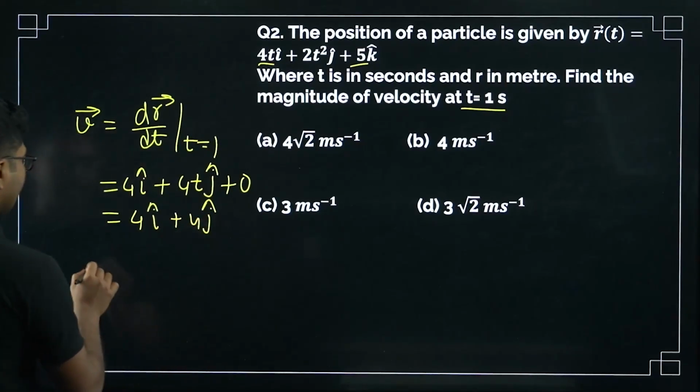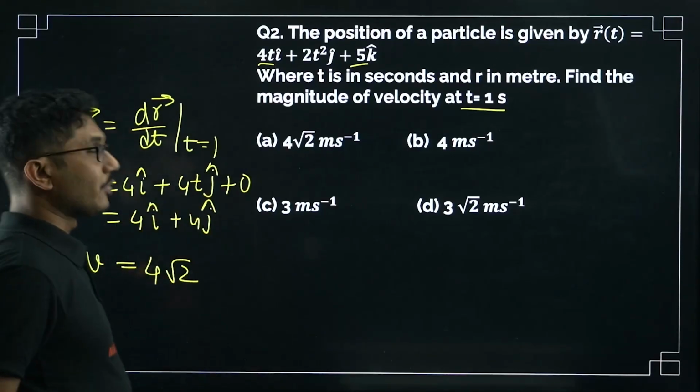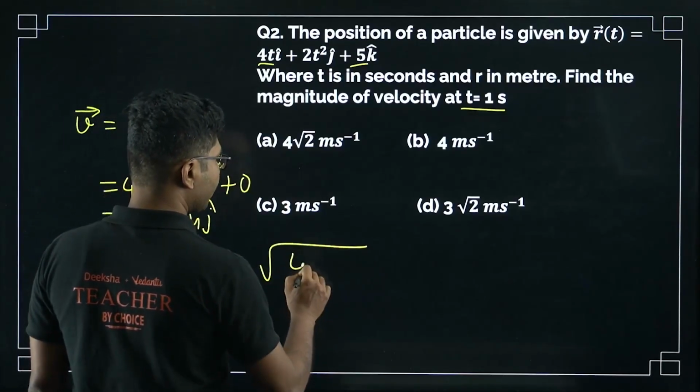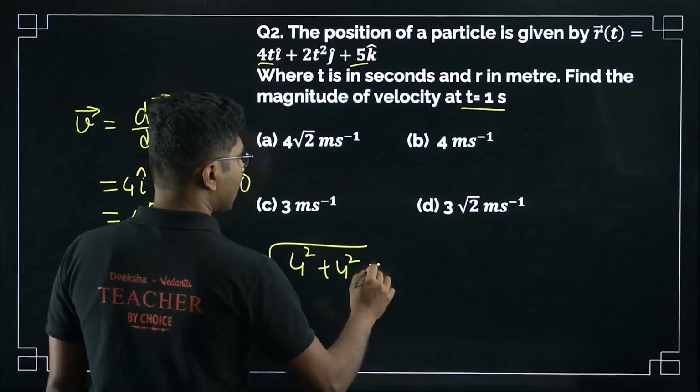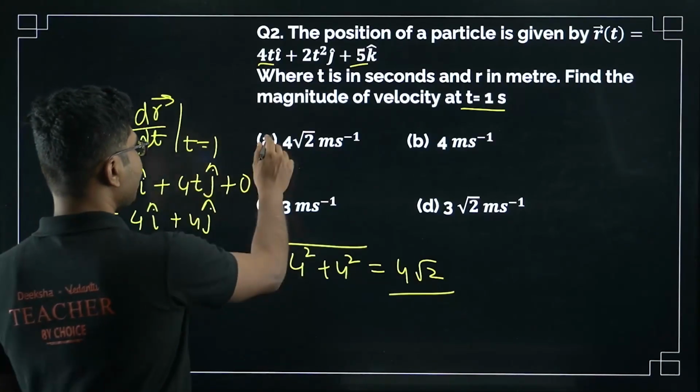So what is the magnitude of velocity? Magnitude of velocity is 4 root 2. Square of these two, then square root, so it will be 4 root 2. If you are wondering, it will be 4 square plus 4 square, that is 4 root 2. Okay, correct answer is option A.